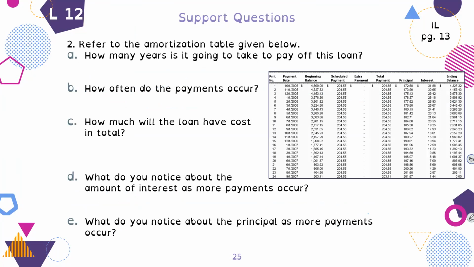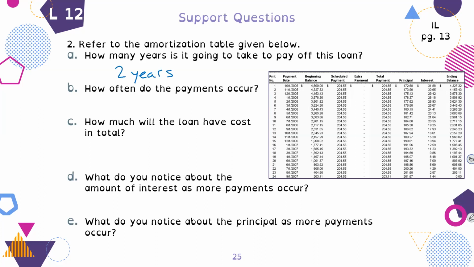Number 2, refer to the amortization table given below. So that's this big chart of all these numbers. How many years is it going to take to pay off this loan? So we can look here. We have the payment numbers. So we have 24 payments, but we have to see, is it 1 payment per year? Because then that would be 24 years, but it doesn't look like it. It looks like our payment dates are the first of the month for October, November, December, January, February, March, April. So it looks like we're making monthly payments. So if it's monthly payments and there's 24 payments, that means it's 2 years.